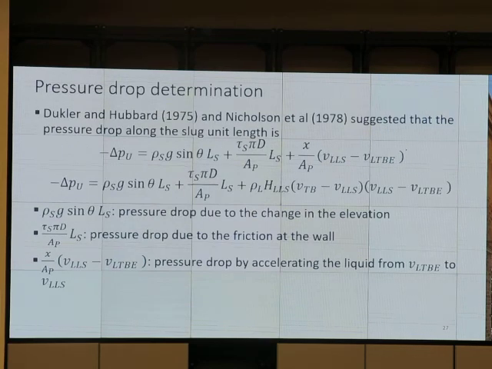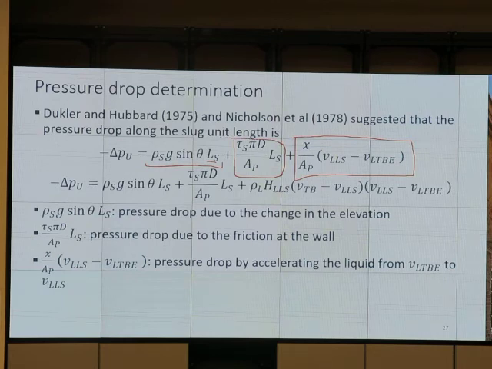So after we have the film, the objective is to get pressure drop. To get pressure drop, Dukler and Hubbard 1975 and Nicholson suggest pressure drop along the slug unit length like that. So when I look at this equation, that term is delta P sub A, right? That is hydrostatic head just in the slug body, L_S, slug body. That is frictional pressure loss just in the slug body.